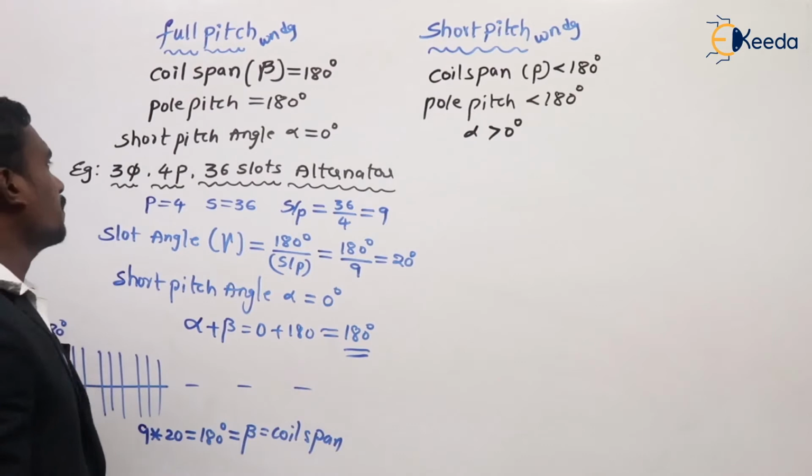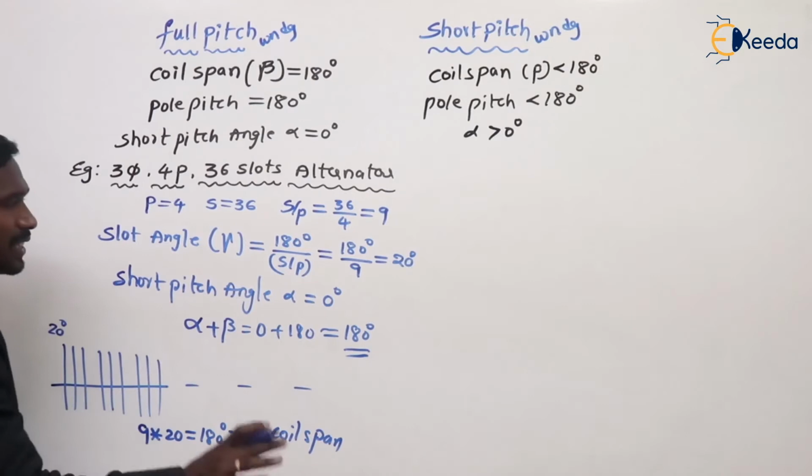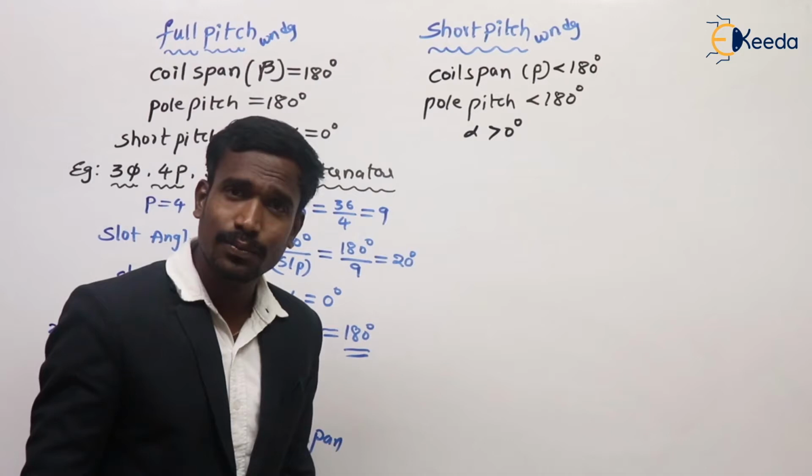So here every pole has 9 slots, that is fully pitched, that is, the coil span is 180 degrees. This is clear. Are you okay listening or not? Okay, so next, an example for short pitch winding. This is very important. This is a question for our exam.